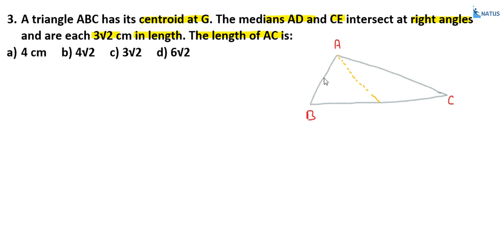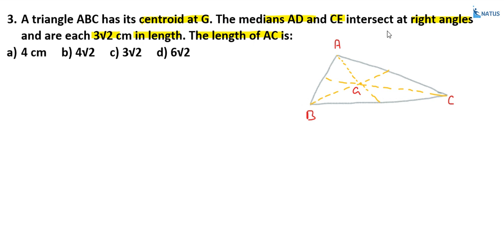And this is the median, and let us take this point as G. The centroid divides the median in the ratio of 2:1 from the vertex. So this is 2 parts, this is 1 part, this is 2 parts, this is 1 part.